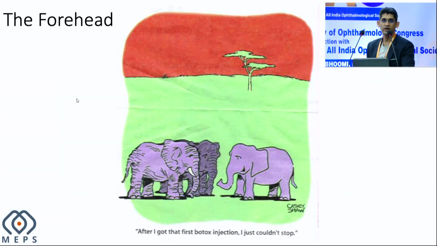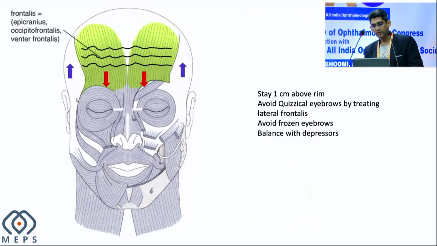Now coming to the forehead, this is also a very common area which can be injected without any risk, because it's a very avascular area and there's just the skin, muscle and the bone. Now, you need to know the anatomy of the frontalis. It can be different in different people. Some people have a contiguous frontalis, some people have a bifid frontalis. The rule is that you should stay 1 centimeter above the eyebrow so that you don't end up injecting the orbicularis and paradoxically depressing the eyebrows.